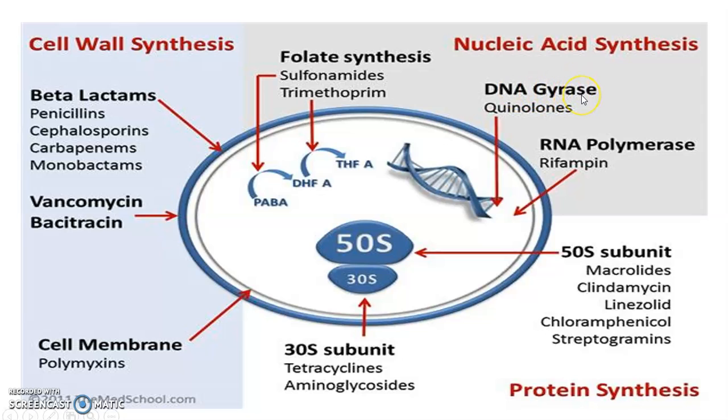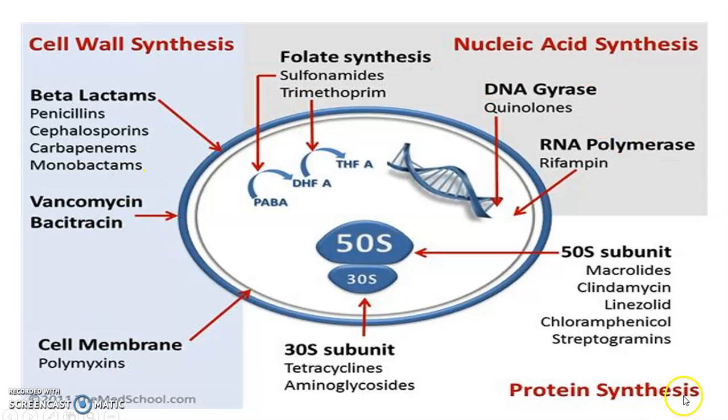Same with DNA gyrase. The main example is the quinolones. These enzymes are responsible for replication of DNA. If replication is happening, multiplication of DNA is happening, and this is responsible for development of bacteria. So quinolones inhibit the DNA gyrase, and automatically nucleic acid synthesis is inhibited. Same with RNA polymerase, which is also responsible for multiplication of bacteria. So rifampicin inhibits the RNA polymerase enzyme, and multiplication cannot happen.